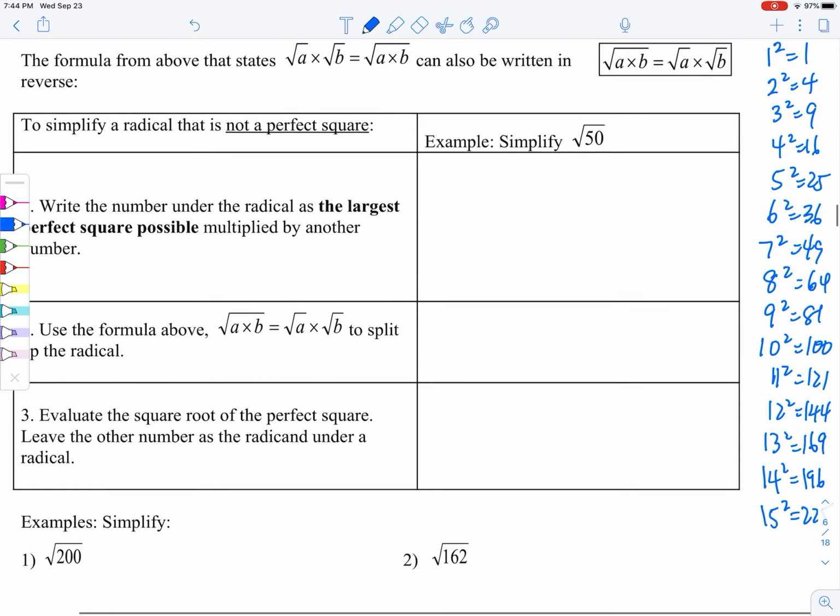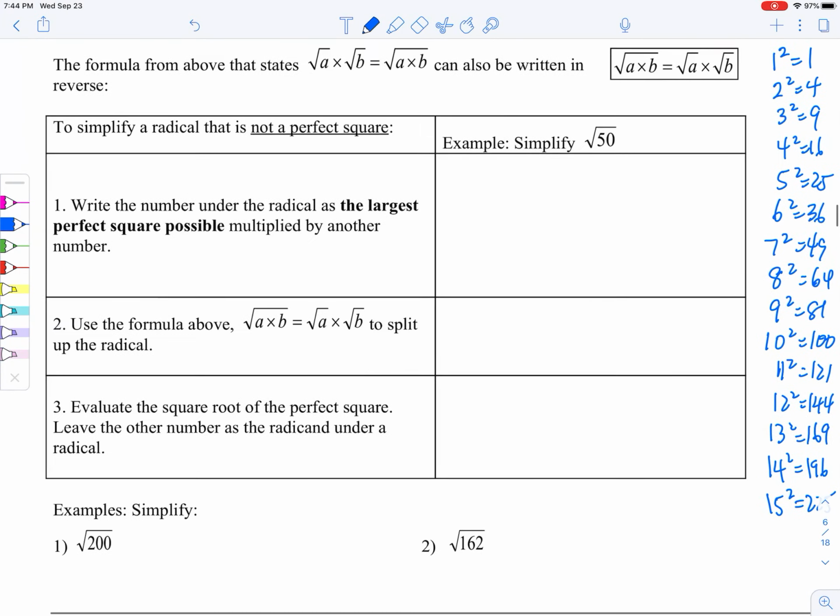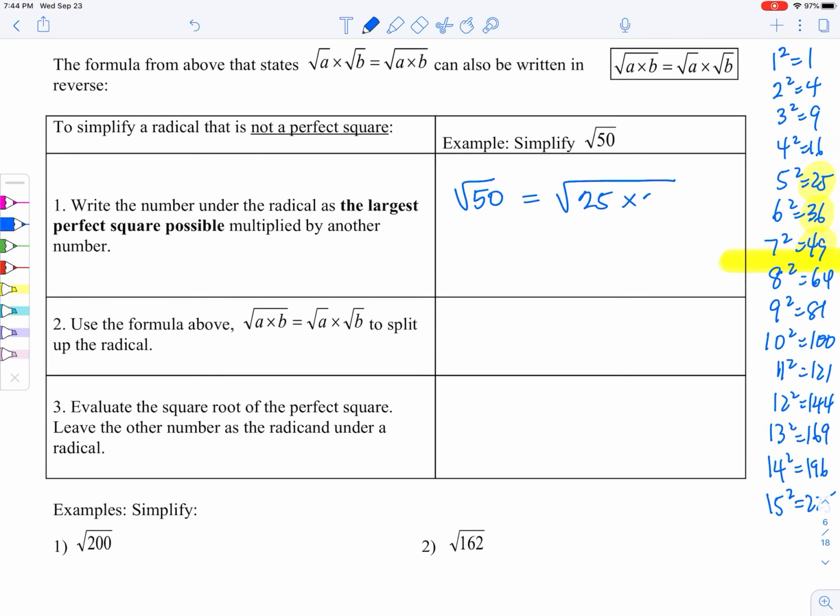So they want us to break down 50 so that one of its factors is a perfect square. So the way I do it is I go, okay, 50. 50 comes in between 64 and 49. So I'm going to check and see, does 49 divide into 50? Nope. Does 36 divide into 50? Nope. Does 25 divide into 50? Why, yes, it does. So I could write that root 50. I'm going to write it as 25 times 2.